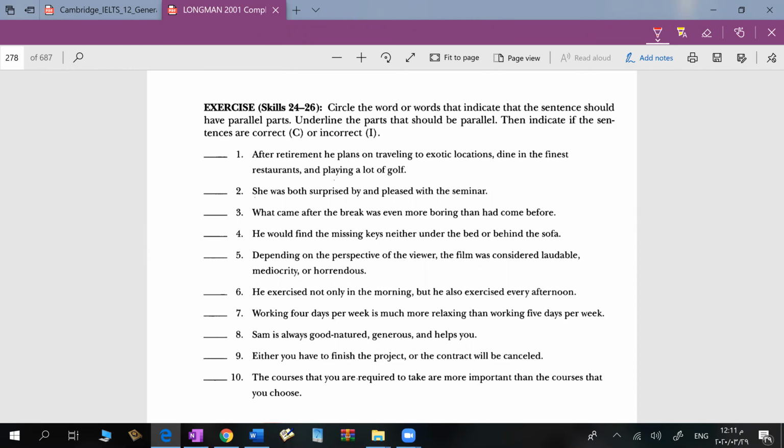Okay. After retirement, he plans to travel. He plans on traveling to exotic locations, dine in the finest restaurants, and playing a lot of golf. Correct. How can I make it correct? He plans on traveling, then dine, then playing. What do you think? Dining. They all have to be gerunds. This is parallelism. The three structures must be parallel. He plans on traveling, dining, and playing.